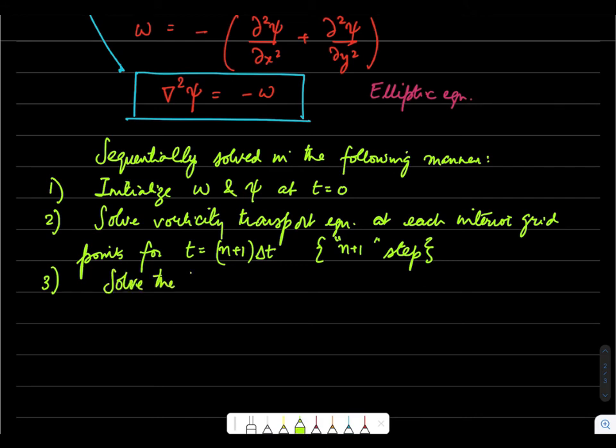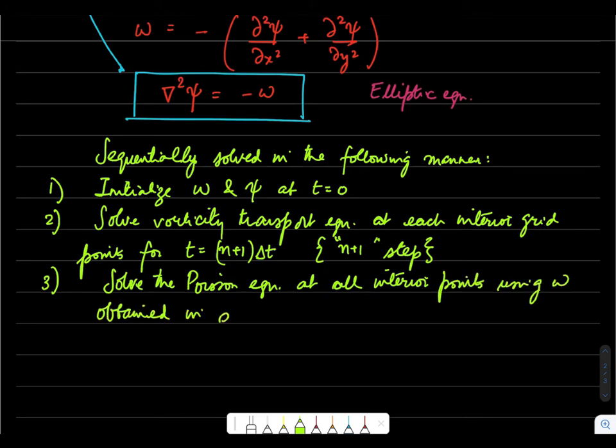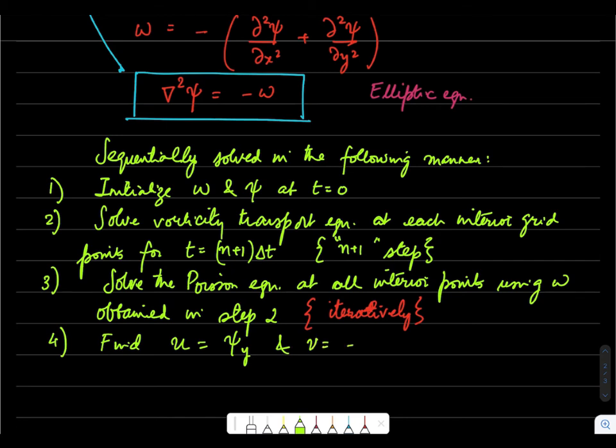So we solve the Poisson equation at all interior points using omega obtained in step 2, and because we are solving in a 2D system, this will technically give you a pentadiagonal matrix. So we will solve this iteratively, either using the point by point Gauss-Seidel method or the line by line Gauss-Seidel method. The next step will be to find, once we have omega and psi, we can find u, which will be psi of y, and v, which is minus of psi of x.